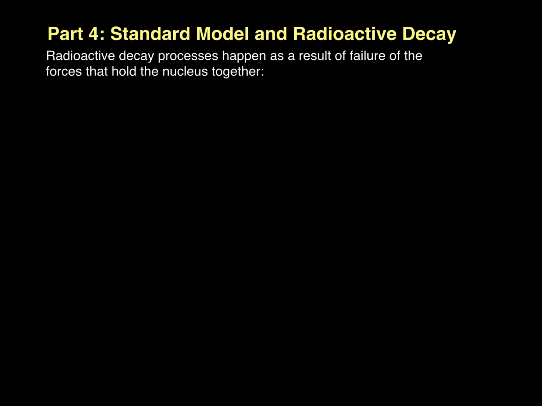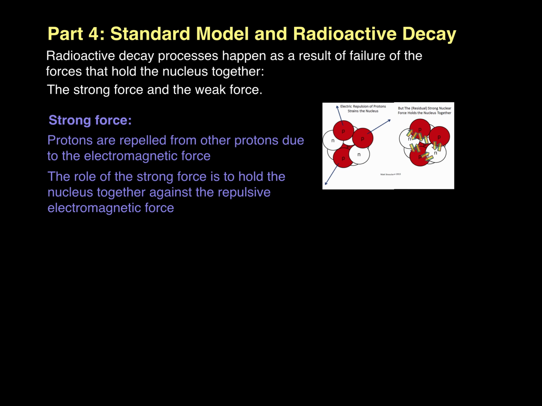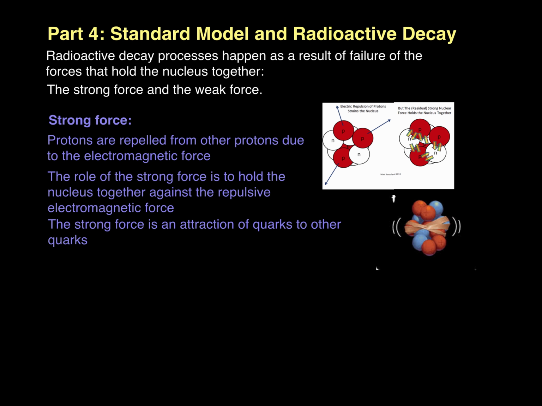Part 4. The Standard Model and Radioactive Decay. Radioactive decay processes happen as the result of failure of the forces that hold the nucleus together, the strong force and the weak force. Let's look at the strong force first. Protons are repelled from other protons due to the electromagnetic force. The role of the strong force is to hold the nucleus together against the repulsive electromagnetic force. The strong force is an attraction of quarks to other quarks, and the attraction of nucleons to other nucleons.